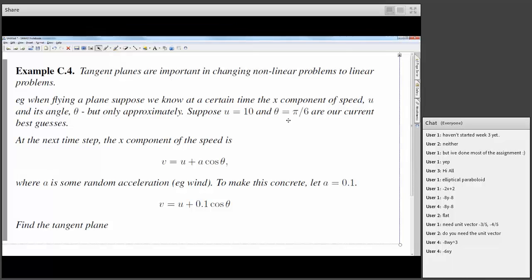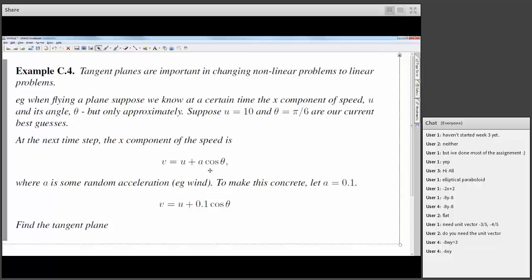Then you can work out what the x component speed is after a little bit of time. Pretty much it's the previous speed plus a little bit of acceleration caused by some wind, for example. And it's the component of the wind that's going to be pushing in the right direction. So the cos theta would be the x direction.